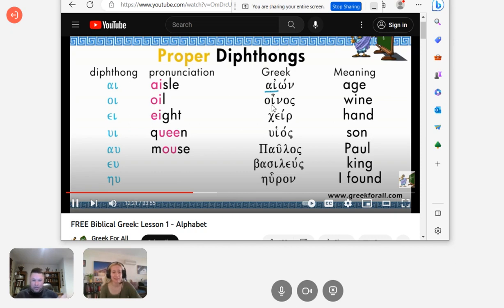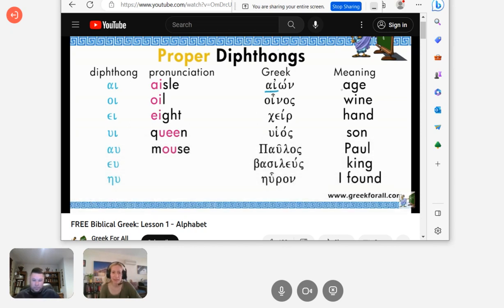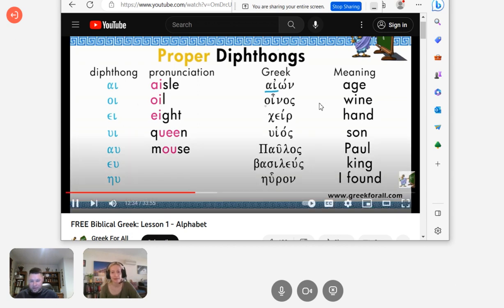This word means age. The second diphthong is oi. It gives us the sound oi, as in the word oil. The Greek example is the word oinos, oinos, meaning wine.